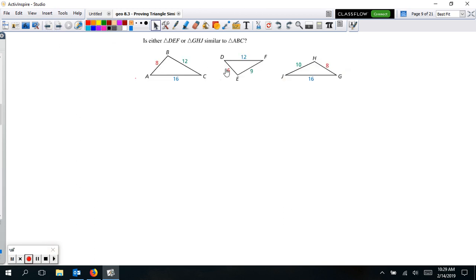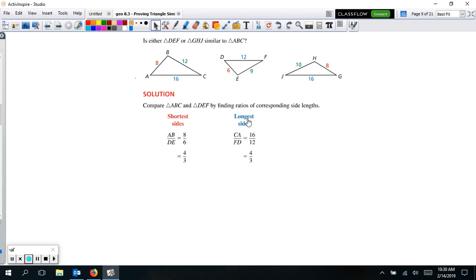So here's one, you can just watch this one and then we'll try a couple here. Is either DEF or GHJ similar to ABC? ABC is here. We want to see, are these two similar to this one? We could start off by looking at some of their ratios. We look at DEF first. We're going to first look at the shortest sides. The smallest side lengths are here in red, and so it's going to be an 8/6 situation there. That would simplify to 4/3.